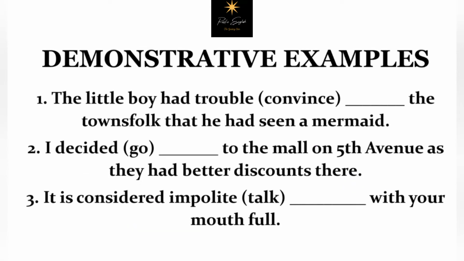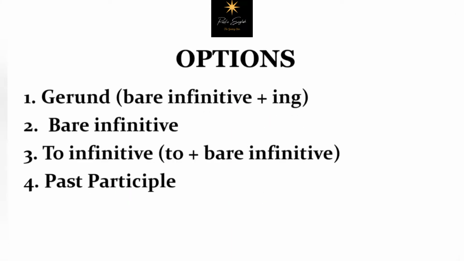Right, for this video, I have taken 3 examples with which I am going to demonstrate how to choose what. The first one is: the little boy had trouble, then that is the clue, convince the townsfolk that he had seen a mermaid. Number 2: I decided, then go to the mall on 5th Avenue. Why? Because they had better discounts there. And number 3: it is considered impolite, talk with your mouth full. So these are the blanks. We shall fill in the blanks with the correct form of all these words. Right, let's get started. And these are our options.